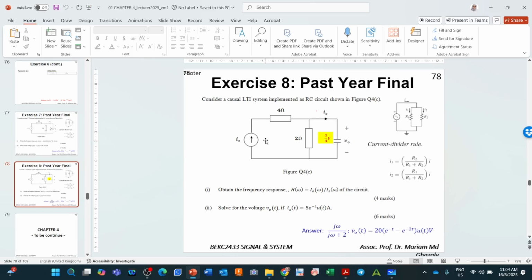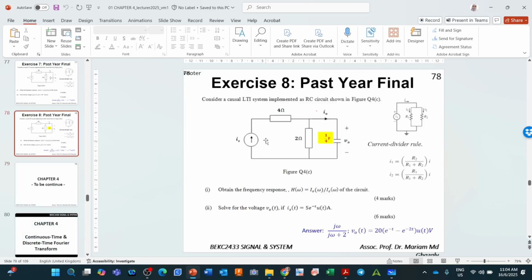So this one, if you look at this, is the last slide for chapter 4. Basically, the end game for Fourier transform is circuit analysis using Fourier transform. So basically what I have taught you since the beginning of chapter 4 is towards answering the circuit analysis. Okay, and you are going to use Fourier transform.